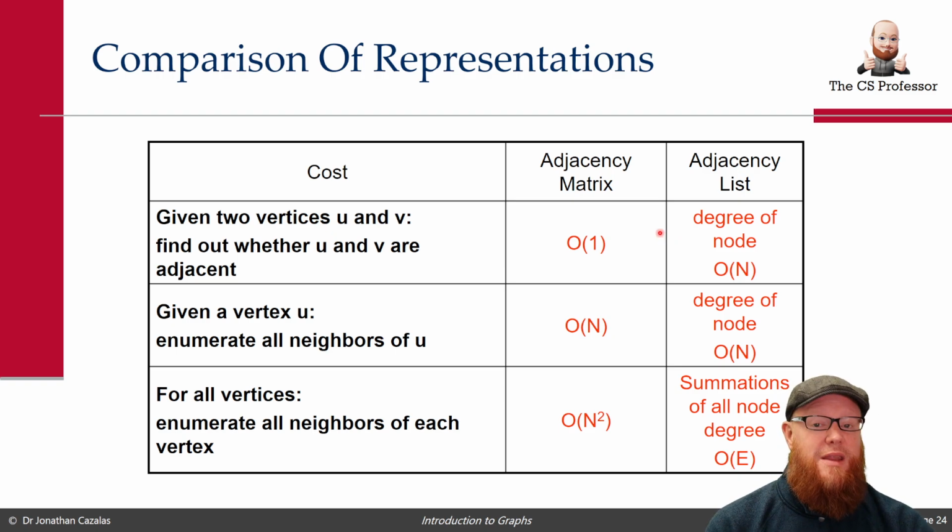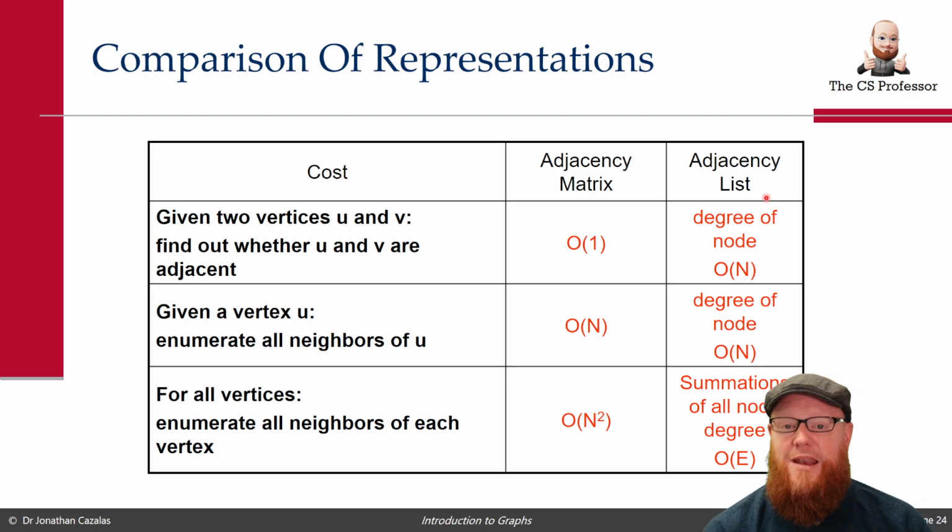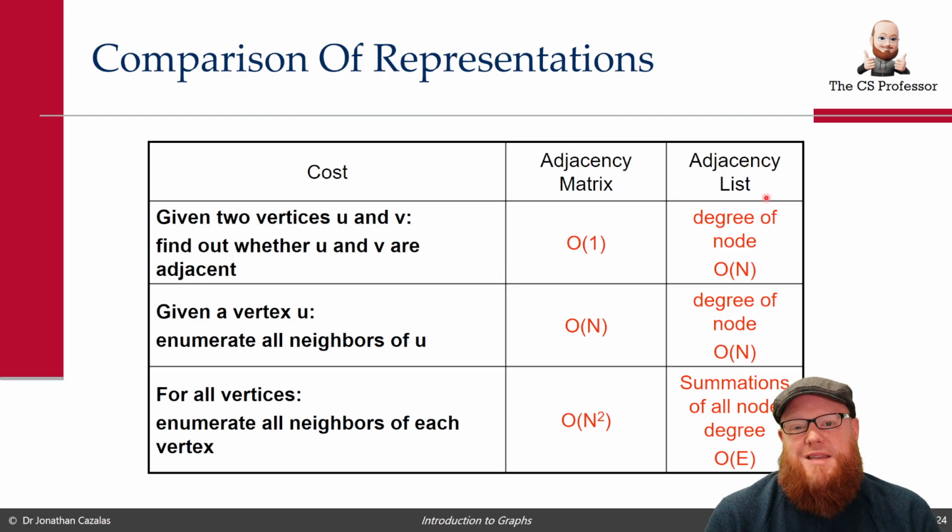So what is the running time to determine if two vertices, U and V, are connected? Well, we have to go to index U of the adjacency list, and then we have to traverse over the entire linked list at index U. And what is the size of that linked list? It's how many edges are emanating from vertex U. So it would be the degree of that particular node.